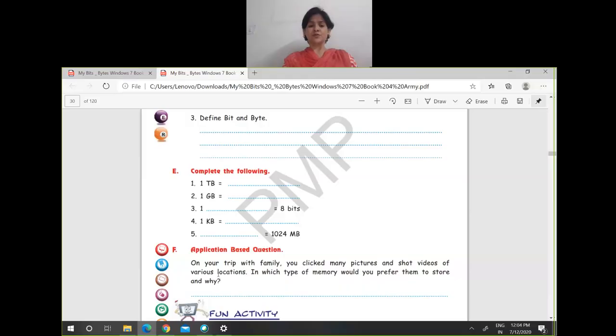Application based on your trip with your family, you clicked many pictures and shot videos of various locations. In which type of memory would you prefer them to store and why? So, you'll be storing it in a memory which should be permanent, right? And permanent memory is secondary memory. So, we'll be storing it on secondary memory because that is permanent.